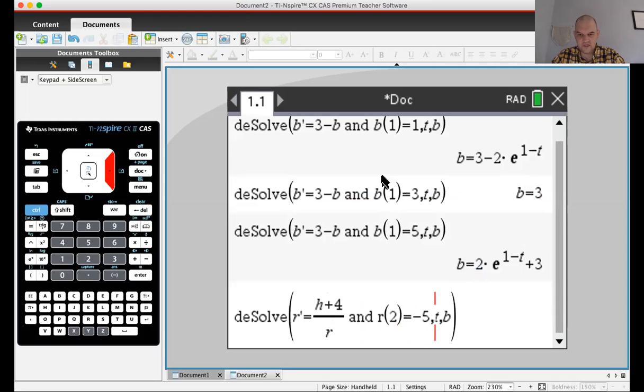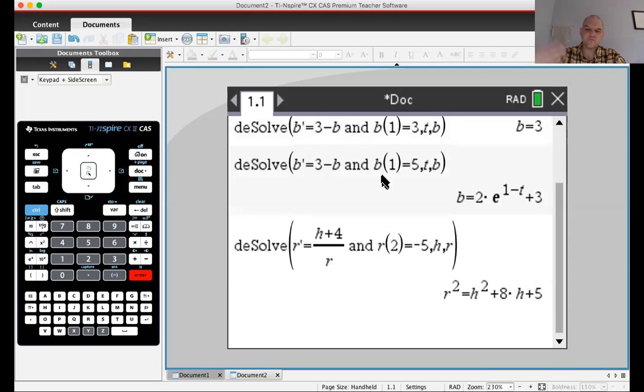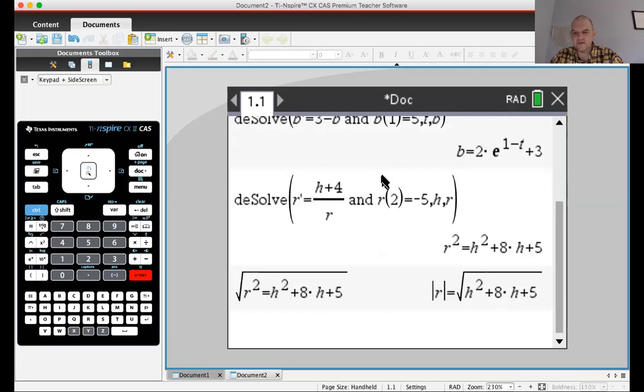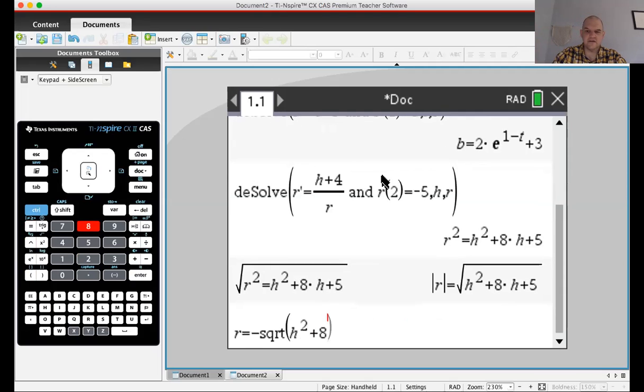This, and then my independent variable here is going to be h, and my dependent variable is r. So a lot going on there. I'm going to press enter. Okay, so can I just square root? I get this. Ooh, that's really interesting. And then because my initial condition is negative, I have to choose the negative, but I think it confirms. So this is basically saying r equals the negative square root of h squared plus 8h plus 5.